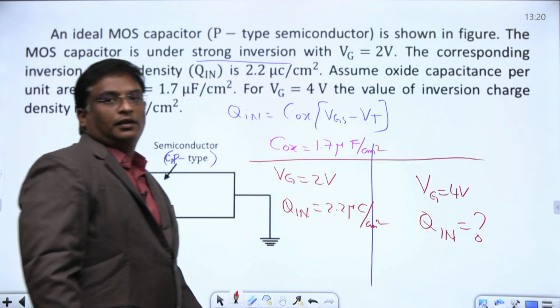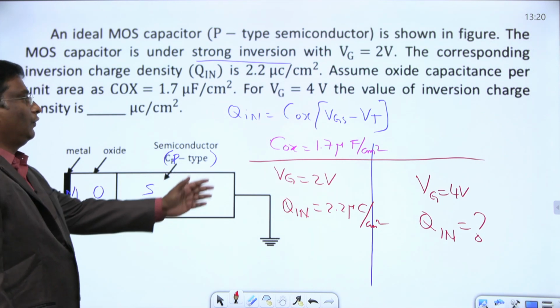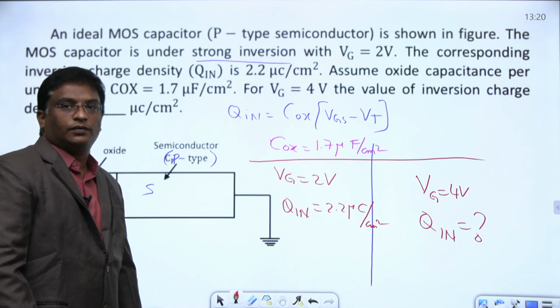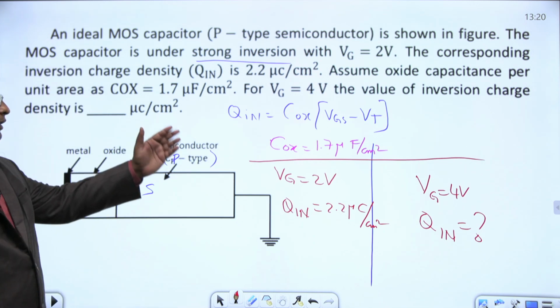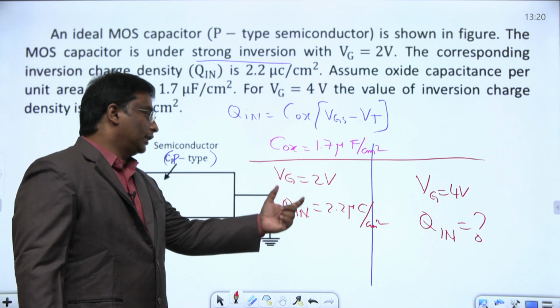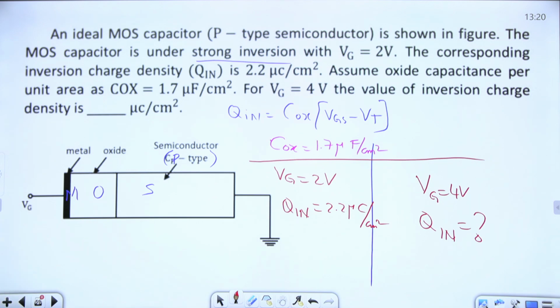Basic MOS capacitor, metal oxide semiconductor. If you know this, charge is nothing but Cox into VGS minus VT. Whoever knows that relation can solve it. That's all. Vg equal to 2 volts is given, and Vg equal to 4 volts is what they are asking.